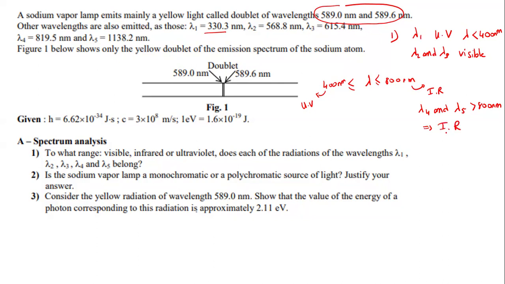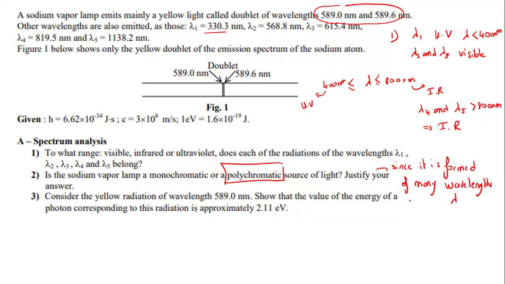infrared. So we continue. Part 2, is the sodium vapor lamp a monochromatic or polychromatic source of light? Monochromatic means it only gives us one radiation, only one lambda, while polychromatic means we have many lambdas. If we notice here, for the sodium vapor we have many lambdas emitted, so this means it's a polychromatic source of light, since it is formed of many wavelengths.